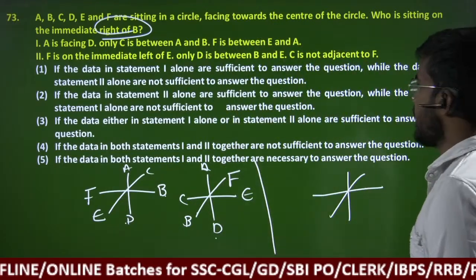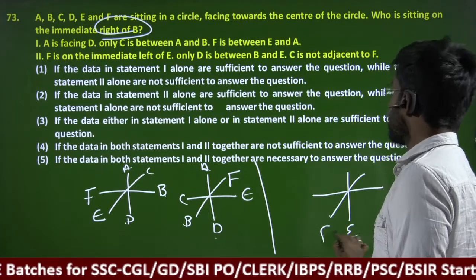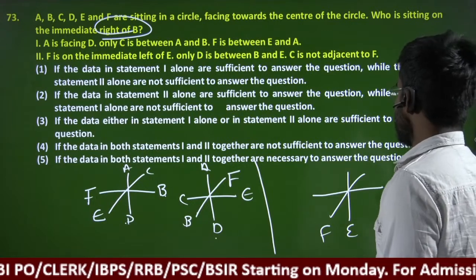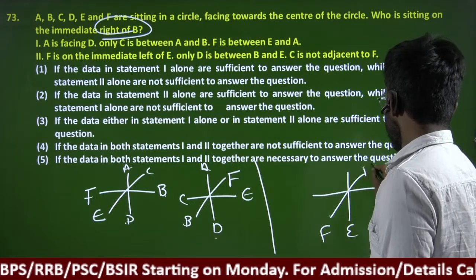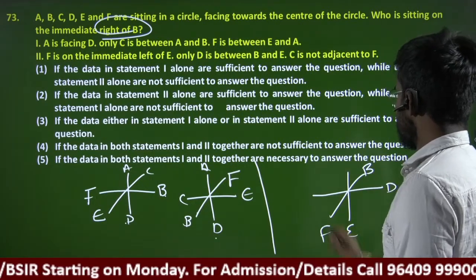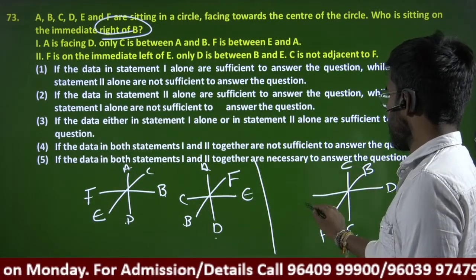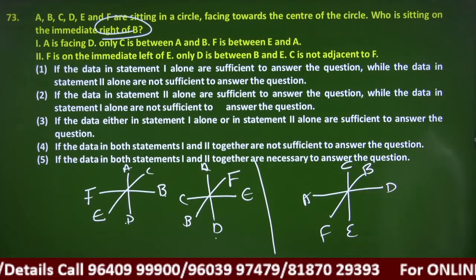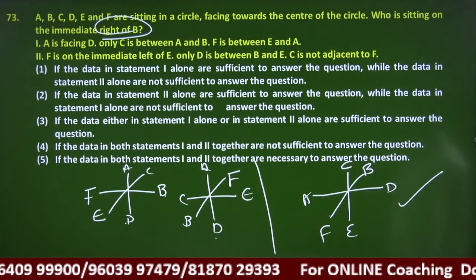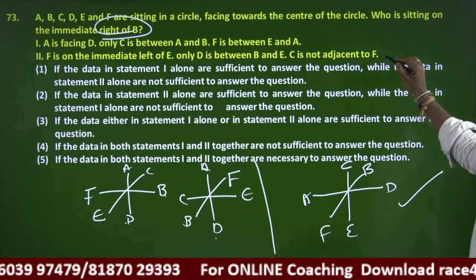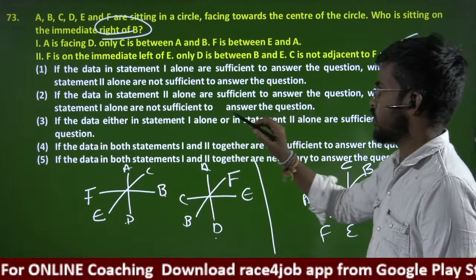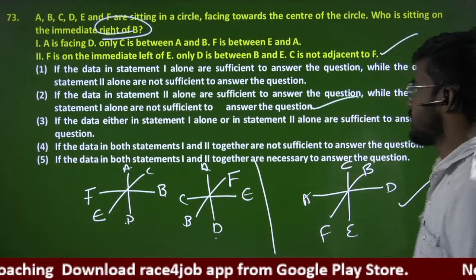Second, F is the immediate left of E. E's immediate left is F. Only D is between E and B. C is not adjacent to F. So here we can say 100% that B's immediate right is C by statement 2. So only statement 2 is necessary to answer the question. Option number 2 is your answer.